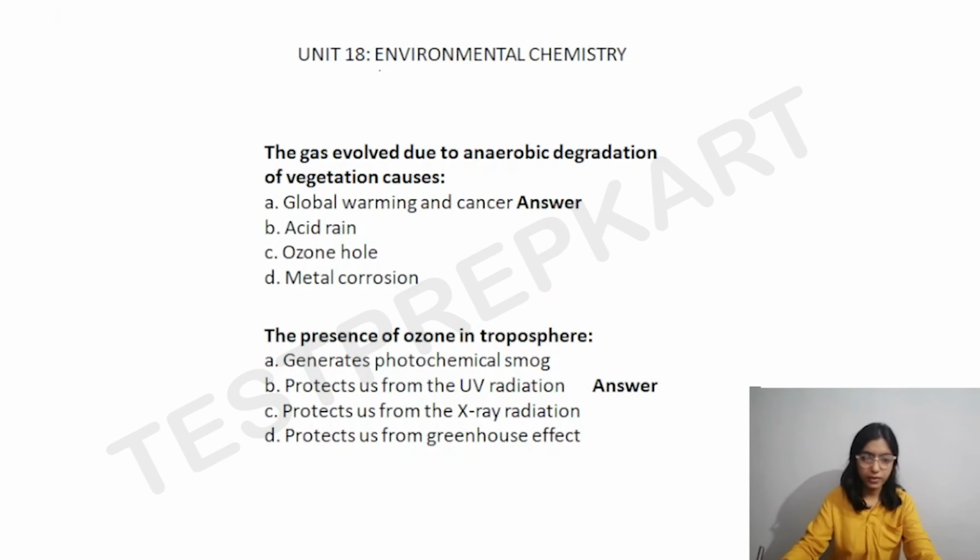Now, environmental chemistry is an easy chapter. This is also a scoring topic. Direct statement questions are asked from this. For example, the gas formed due to anaerobic degradation of vegetation causes global warming and cancer. The presence of ozone in the troposphere protects us from UV radiation. So a quick, good reading of this chapter can make you score well.